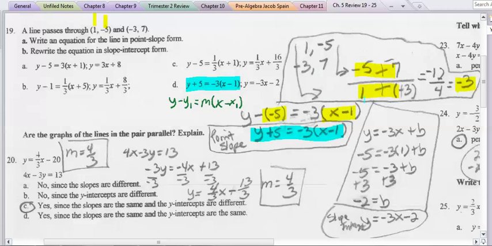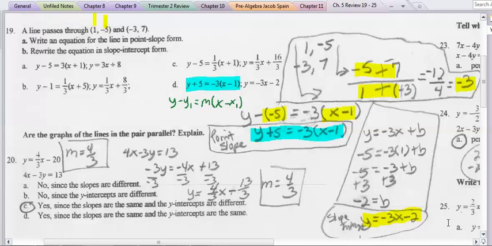But then I'm going to go ahead and put it in slope intercept form. I know my slope is negative 3. I plug that in, and I solve for b, and I got my slope intercept form right here. Again, you can probably bypass doing that since there's only one choice that will work.